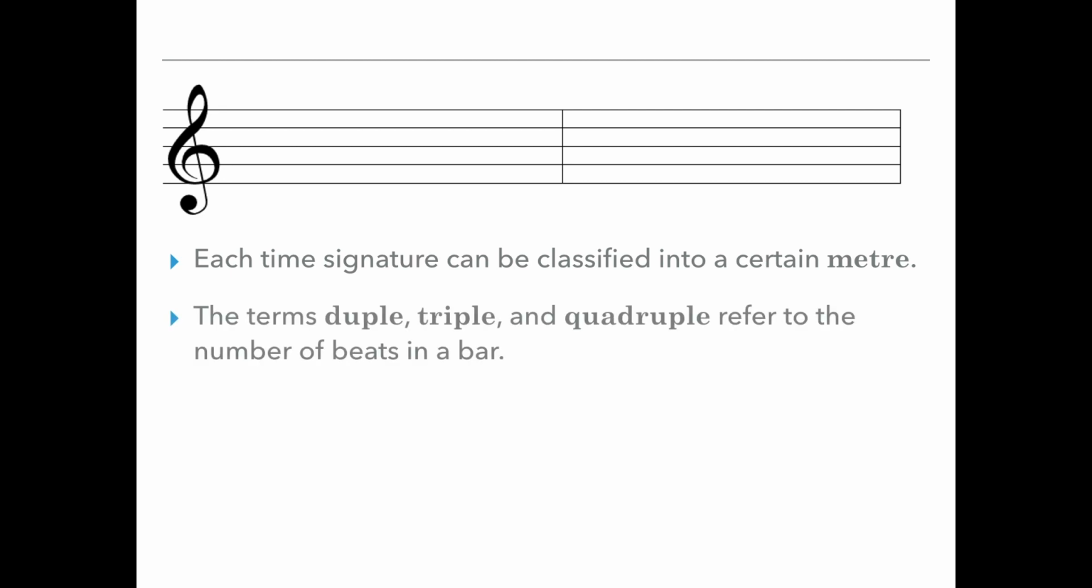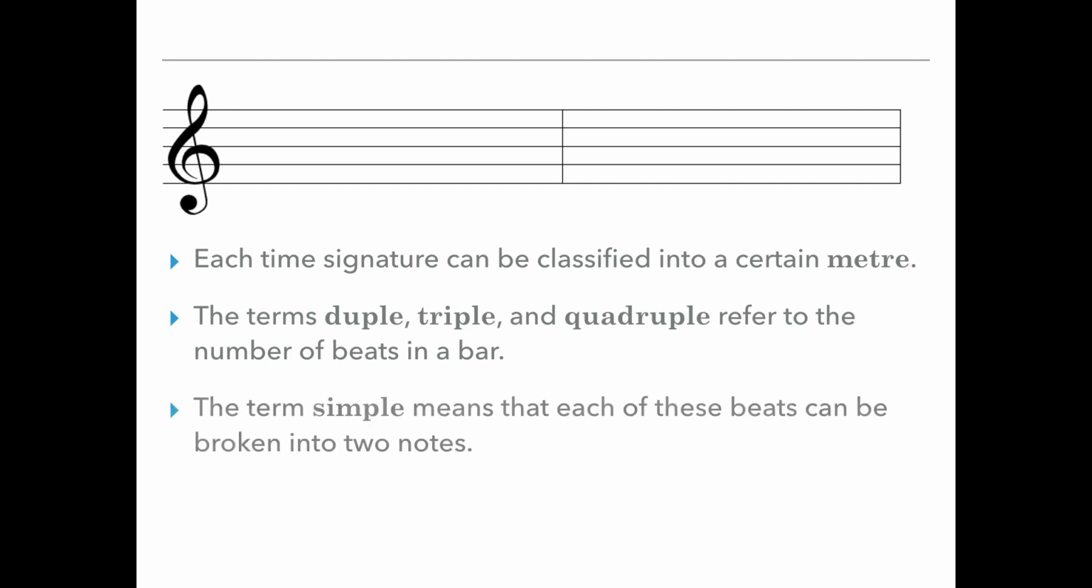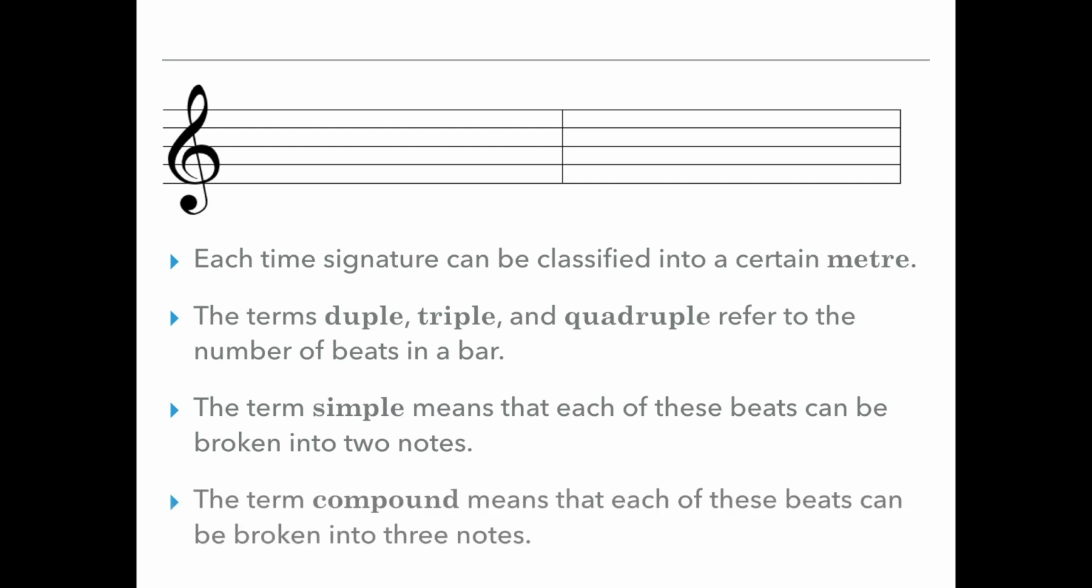The terms duple, triple and quadruple refer to the number of beats in a bar. So duple just means 2, triple means 3 and quadruple means 4. Then there are two other types of metre you need to remember. There's simple. The term simple means that each of the beats can be broken into 2 equal notes. And then the other one is compound. The term compound means that each of these beats can be broken into 3 equal notes.